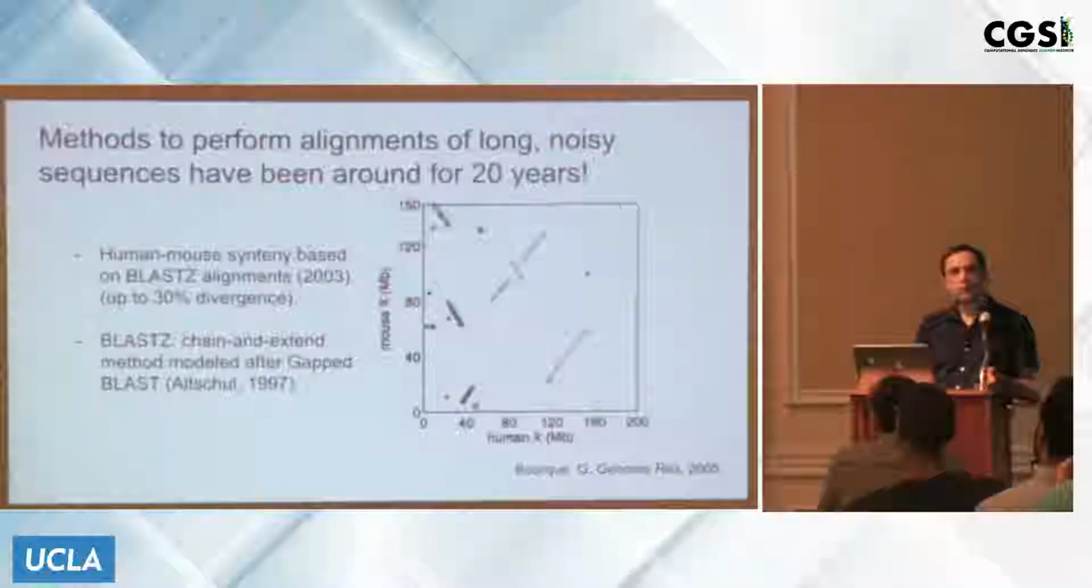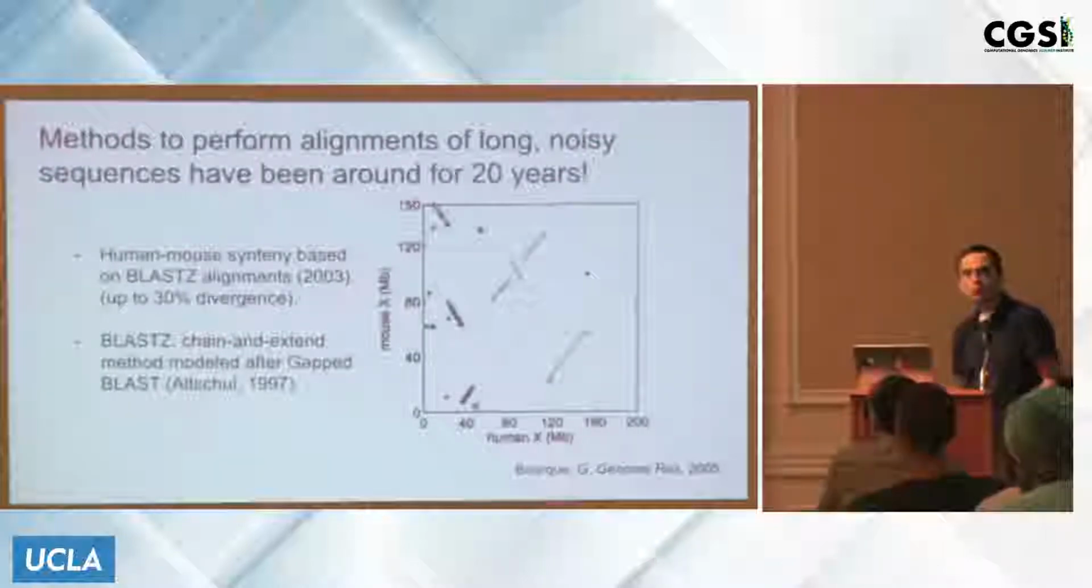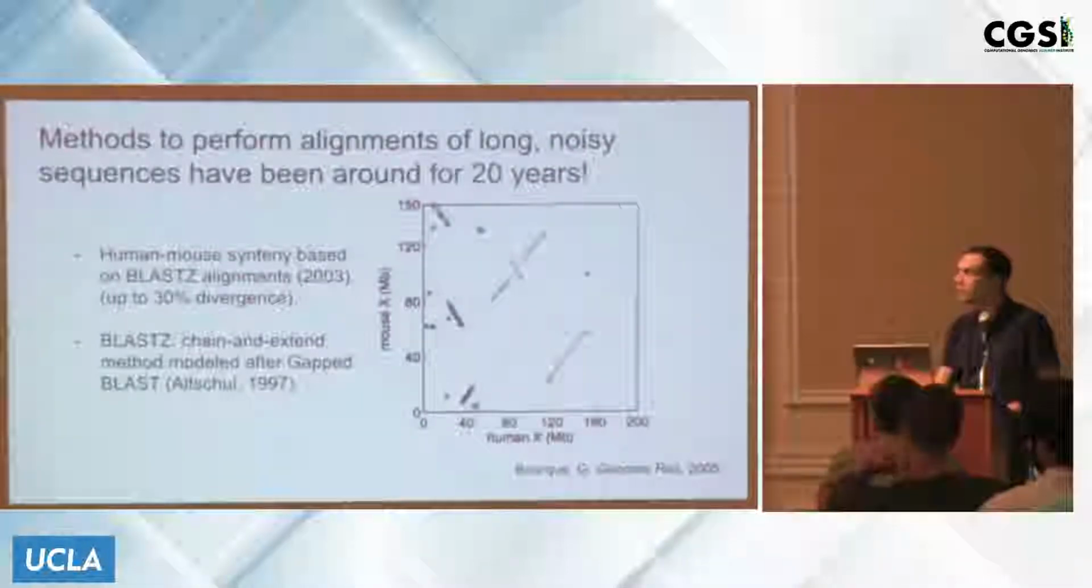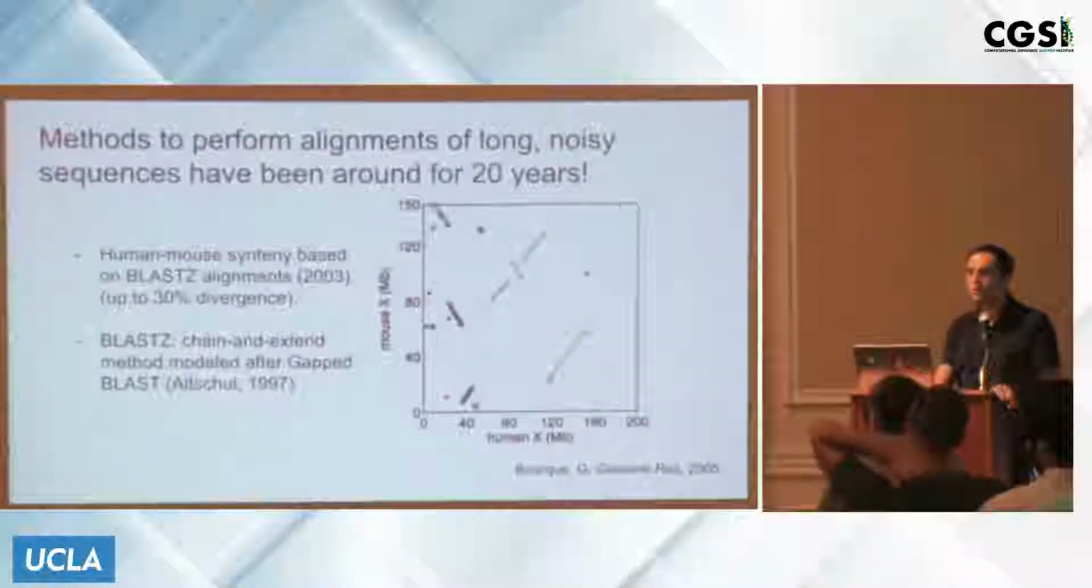The question is, how do we do it faster? BLASTZ was developed in response to gapped BLAST being too slow. And then BLASTZ, it turns out, is far too slow to work with the current data sets that we have, which involve gigabases of alignment that we'd like to do in a short amount of time.